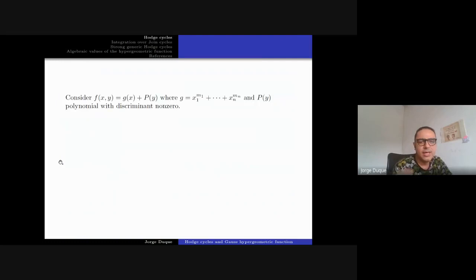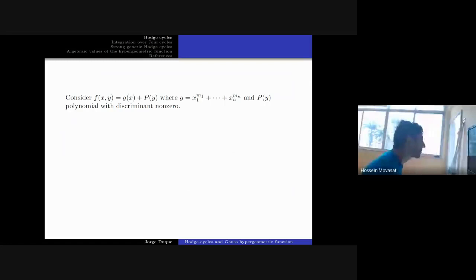Okay, we want to study the Hodge cycle on a perturbation of the Fermat variety. For us, the Fermat variety is defined by this polynomial G. And the perturbation is given by this polynomial P, with discriminant not zero. The classic Fermat variety is when all these exponents are equal.